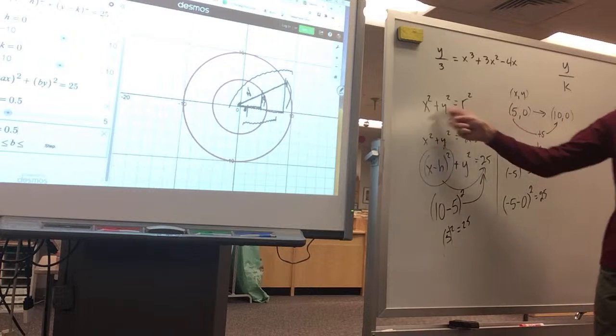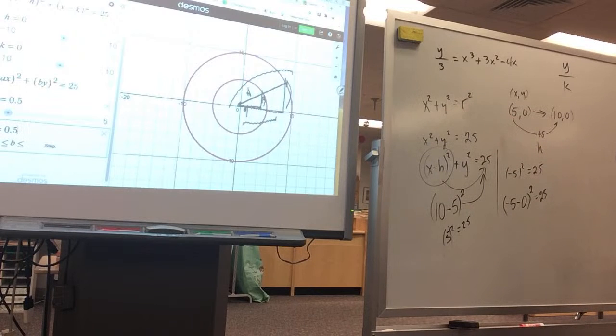That's where this equation comes from. It comes from the Pythagorean. A squared plus b squared equals c squared. This is the Pythagorean. It's the distance formula. We just put it on the grid.